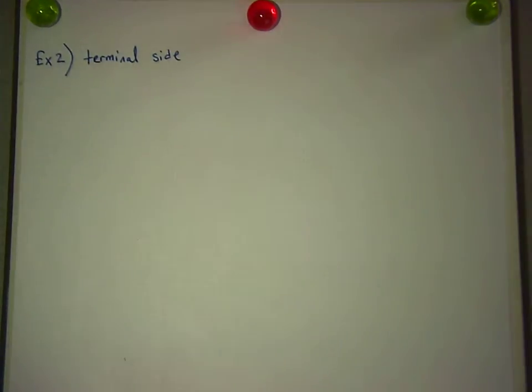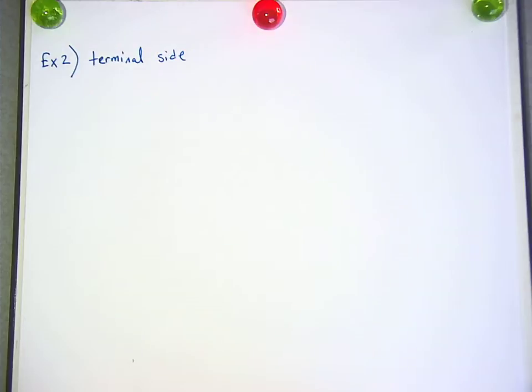Okay. Good luck, Jack. Example 2. This time it is that the terminal side of an angle. Do you know what terminal side means? Actually, terminal means end, not 0. It means where the angle ends. So basically it starts at 0 and then it ends at wherever that hypotenuse is.